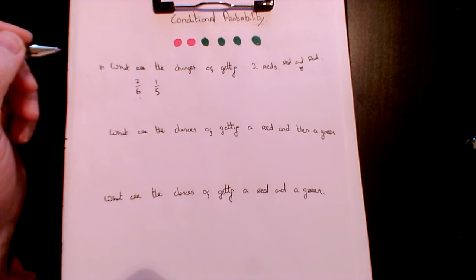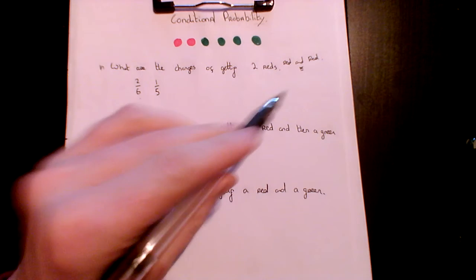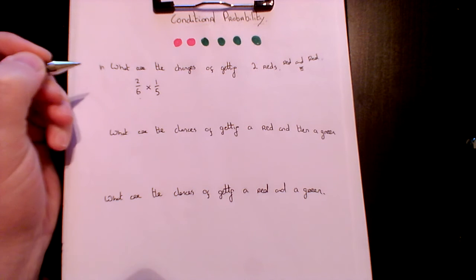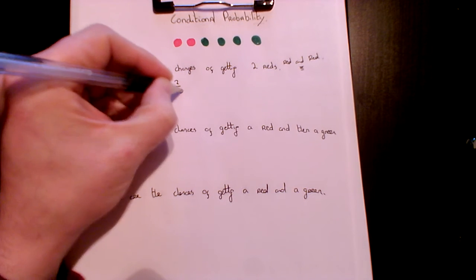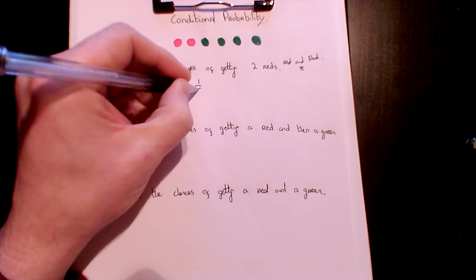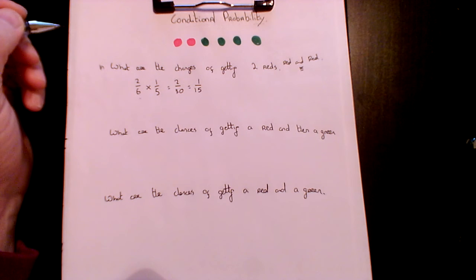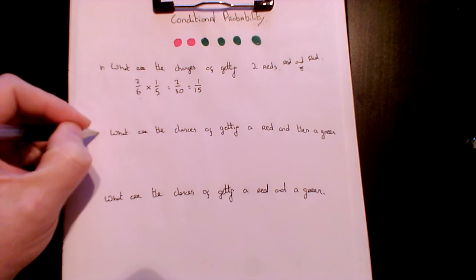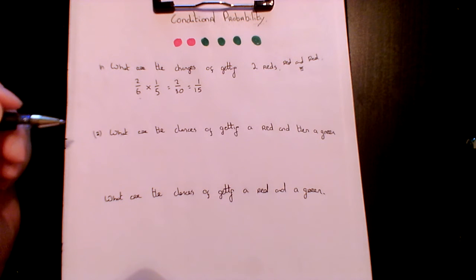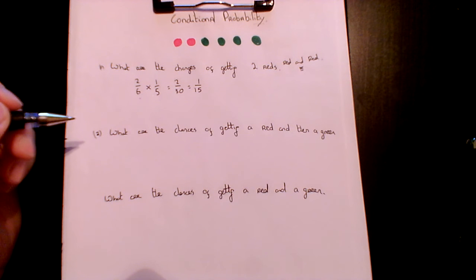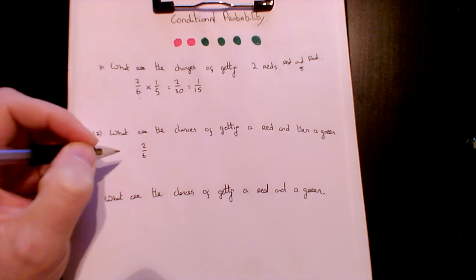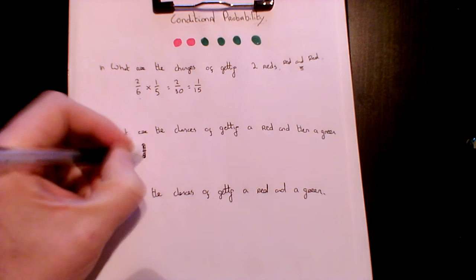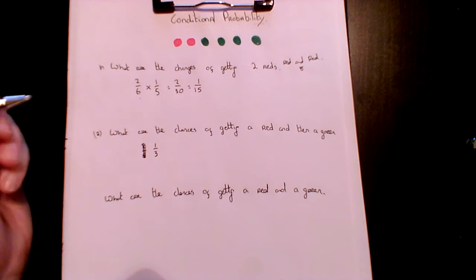And that's what conditional probability is. And remember our AND rule. There we go. And that will give us 2 out of 30, which is 1 out of 15. Okay, let's look at the second one. What are the chances of getting red and then a green? Well, first of all, what's our chances of getting a red? Again, it's 2 out of 6, or we'll make it easy on ourselves, 1 out of 3.